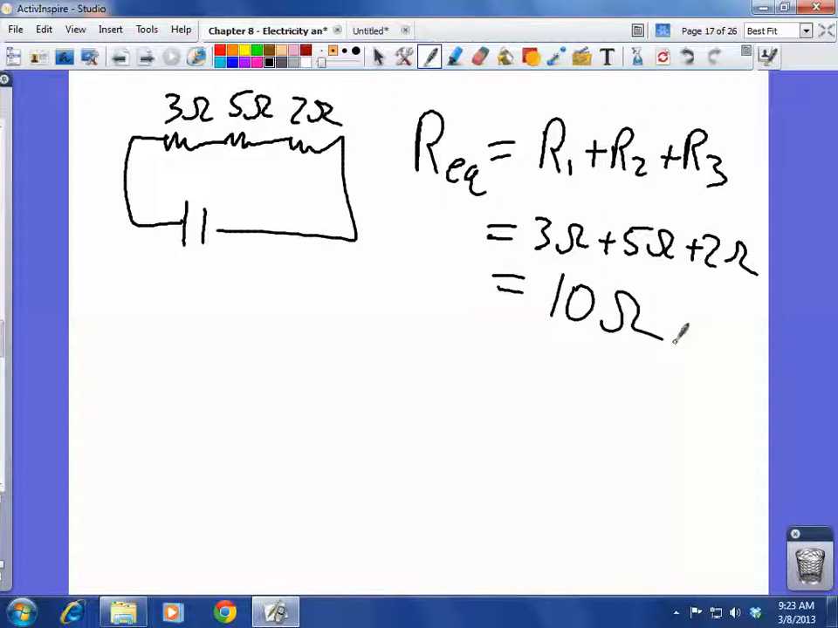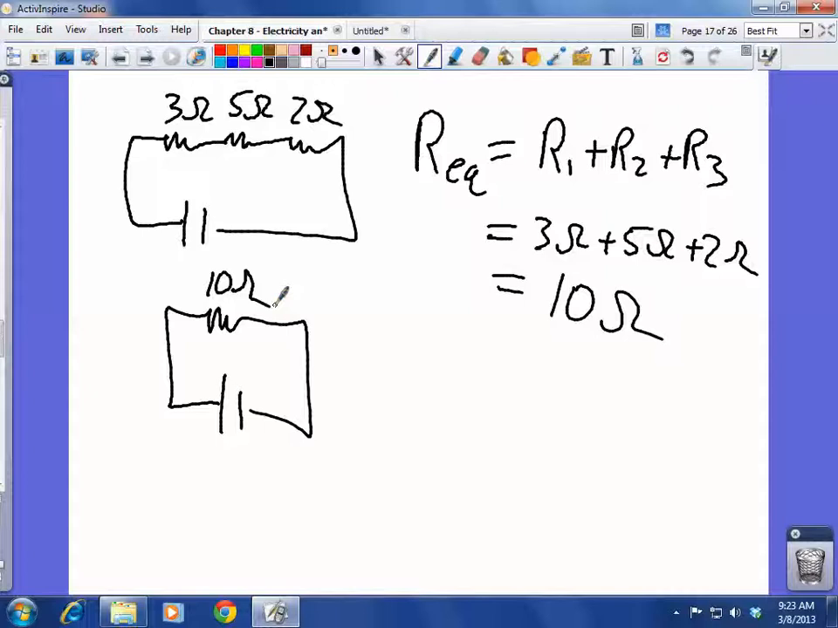What this means as a whole is this circuit resists the flow of electrons 10 ohms. So if I were to create another circuit with just a 10 ohm resistor, it would have the same current, the same voltage, the same power. We're saying that 10 ohms is equivalent to a 3 ohm in series with a 5 ohm in series with a 2 ohm. Easy enough, right? We can do this.